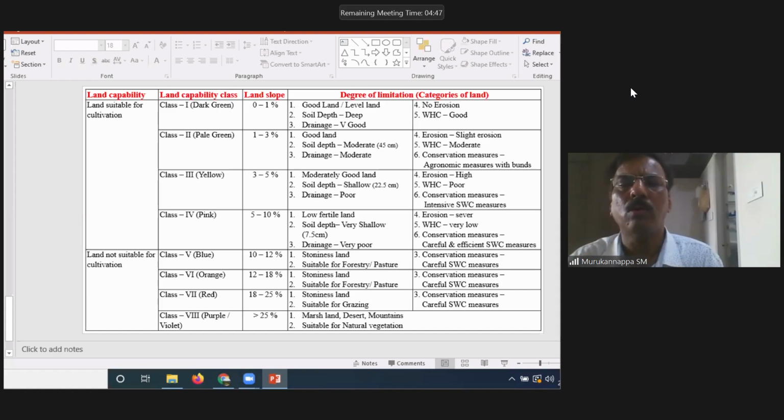So the first one is slope. 0 to 1% slope is class 1, 1 to 3 is class 2, 3 to 5 is class 3, and 5 to 10% slope is class 4, 10 to 12 is class 5, 12 to 18 is class 6, 18 to 25 is class 7, and more than 25% slope is class 8. So they have categorized based on the land slope.